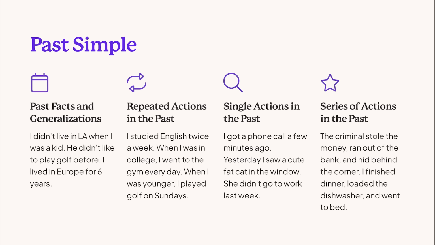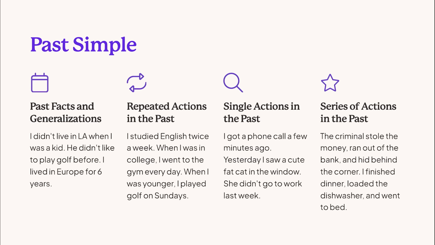2. Repeated actions in the past. I studied English twice a week. When I was in college, I went to the gym every day. When I was younger, I played golf on Sundays. As you can see, these are the same repeated actions, only now they happened in the past.